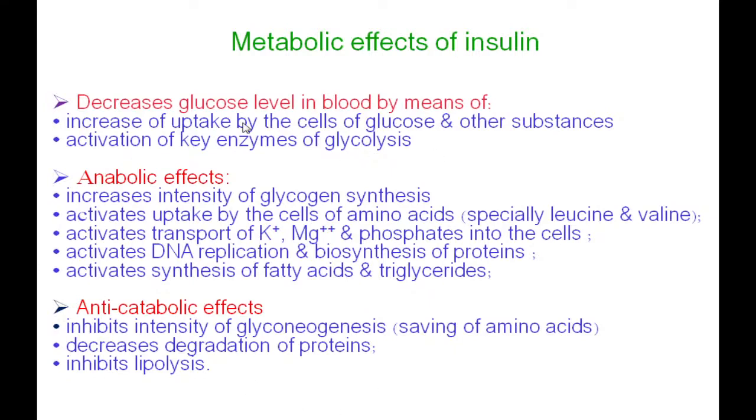So, in insufficiency of insulin, hyperglycemia develops. At the same time, there is insufficiency of glucose inside the cell and a change of all types of metabolism to facilitate synthesis of ATP.